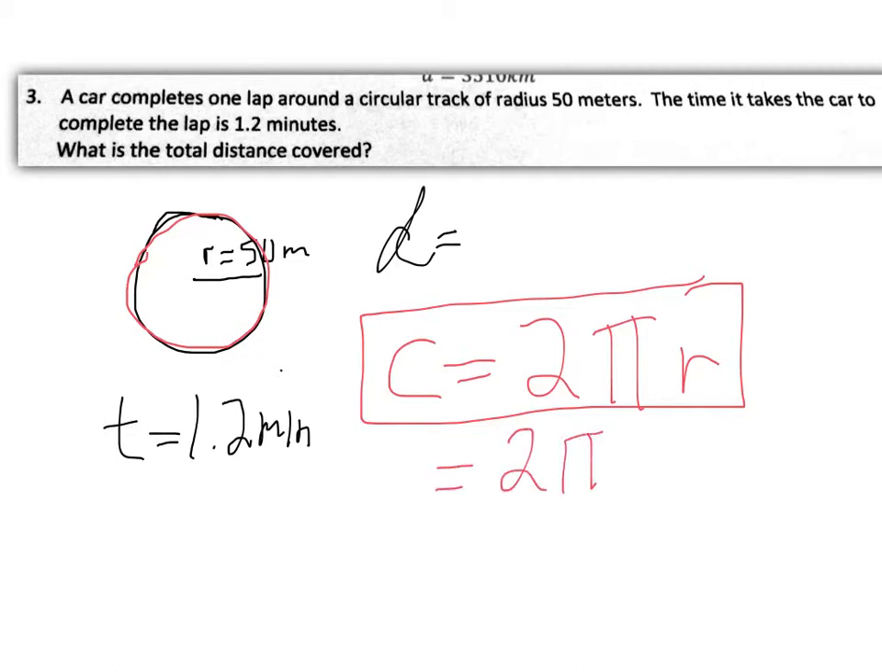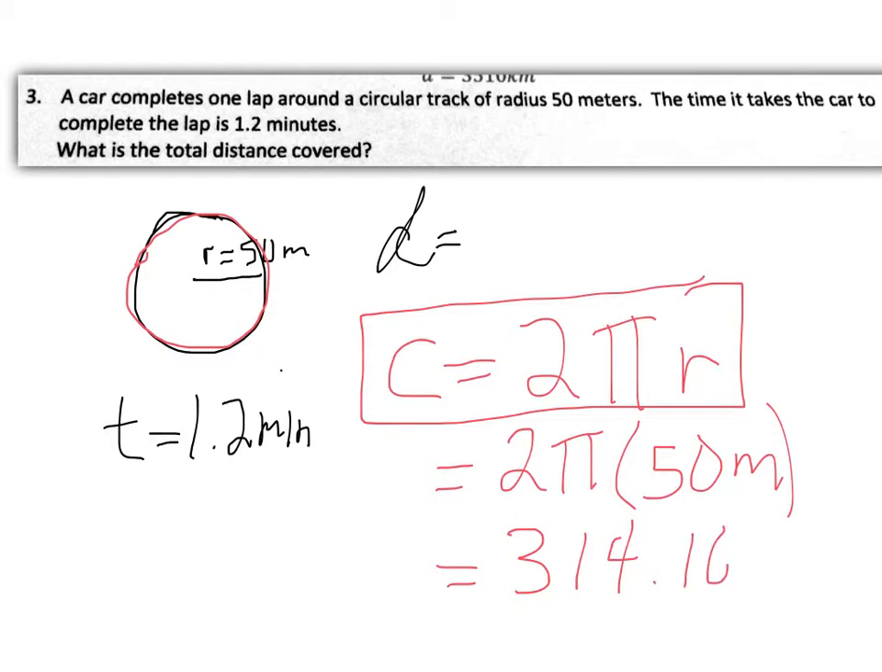2 pi r, 50 meters for the radius. And when we multiply 2 pi r, remember pi is 3.14, we get 314.16 meters for our answer. So that one was a little tricky. I apologize for that. There's still more to the question, but as far as the distance covered, you're just going to use the circumference formula for a circle to get the answer there. So 314.16.